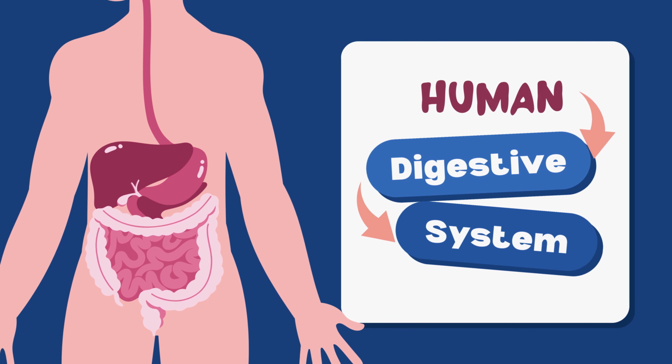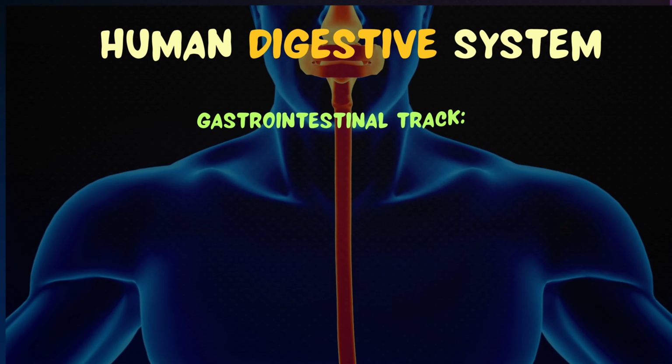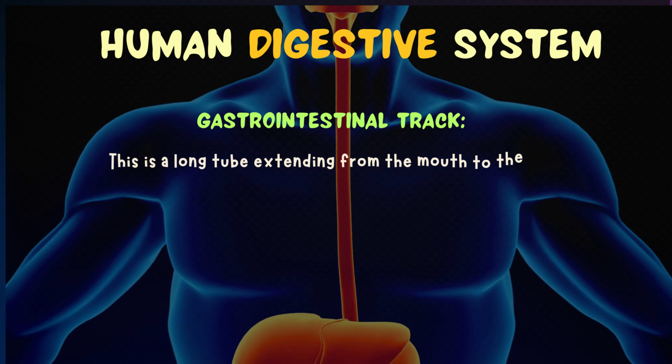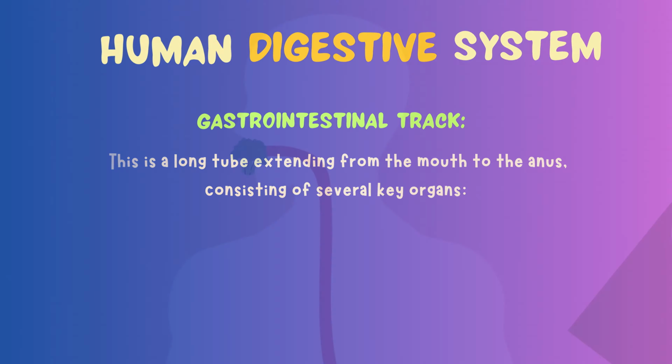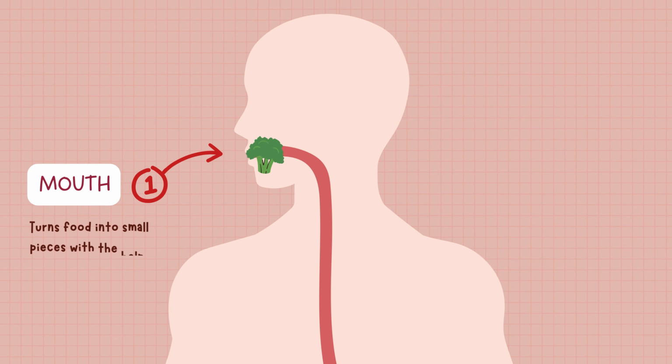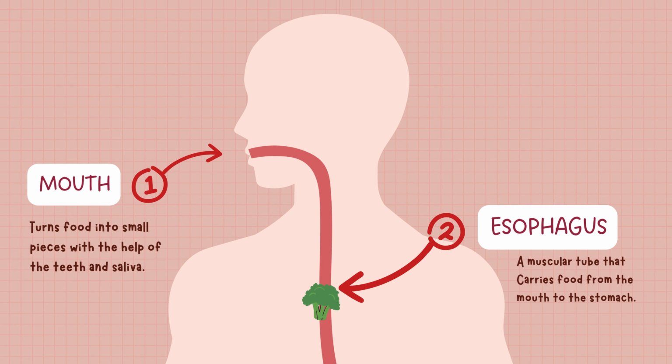Human digestive system. Gastrointestinal tract. This is a long tube extending from the mouth to the anus, consisting of several key organs. Mouth turns food into small pieces with the help of the teeth and saliva. Esophagus, a muscular tube that carries food from the mouth to the stomach.